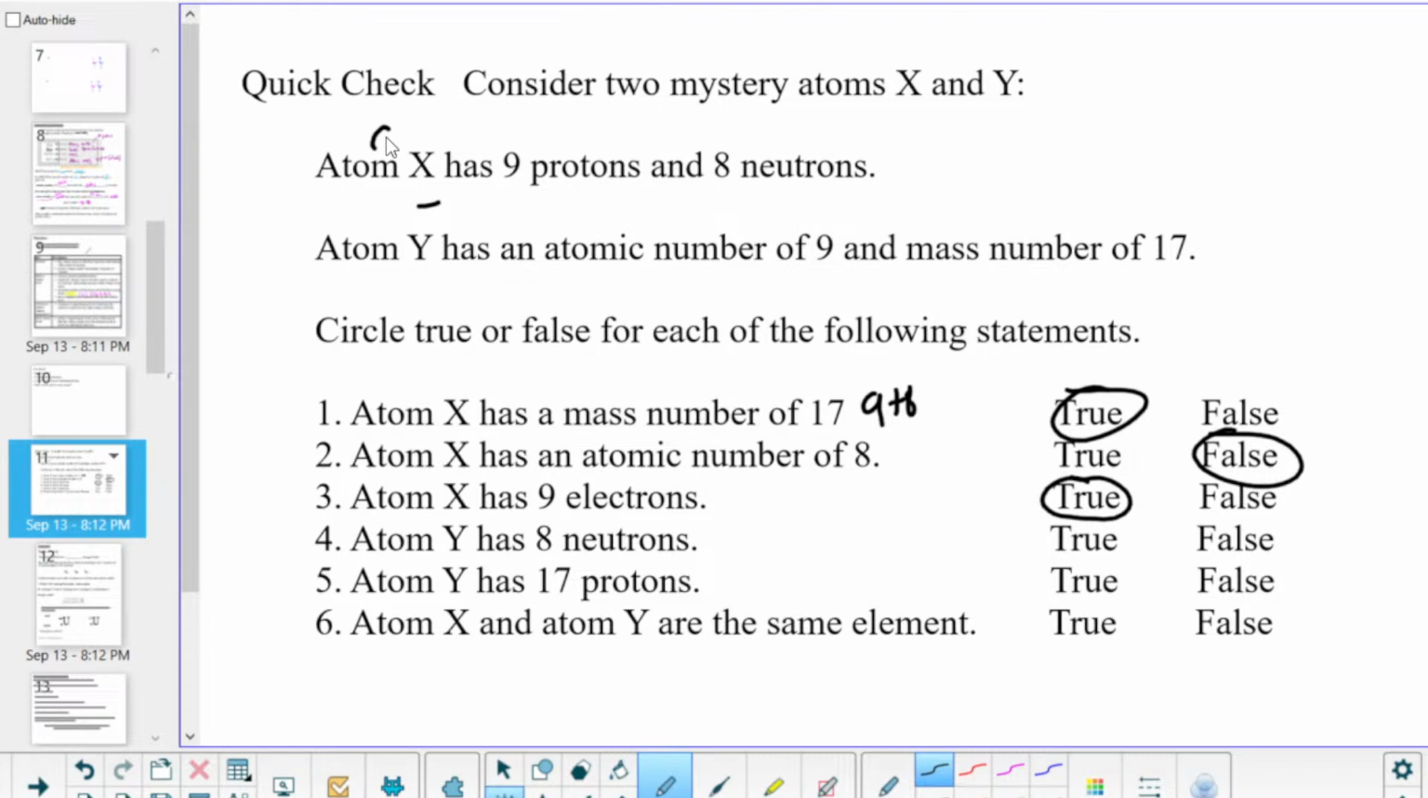Timmy. Atom Y has 8 neutrons. True or false? True. Kieran. Atom Y has 17 protons. True or false? False. Atom X and Y are the same element. True or false? False.